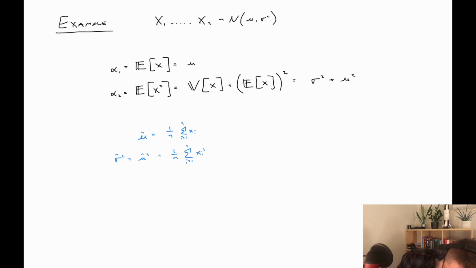I'm now going to put hats on these because the values of mu and sigma that satisfy this set of equations are the method of moments estimators. That's not a great arrow. I don't like the way my arrows look.